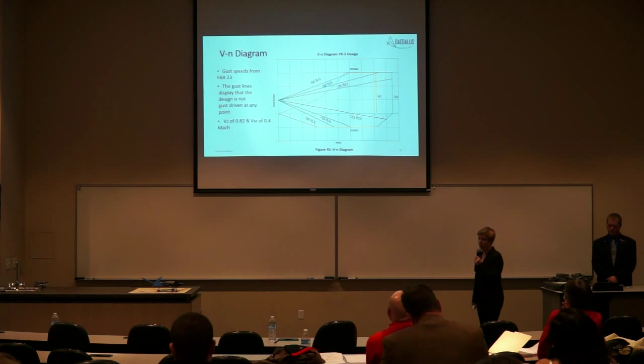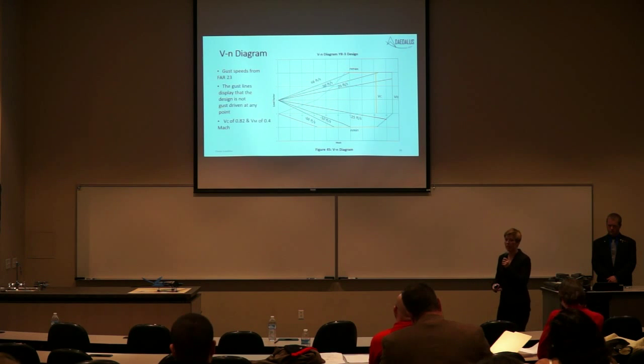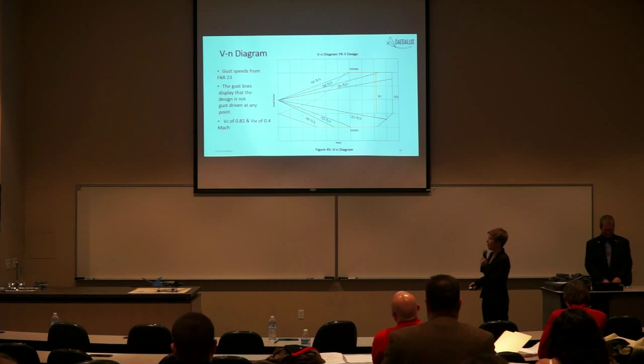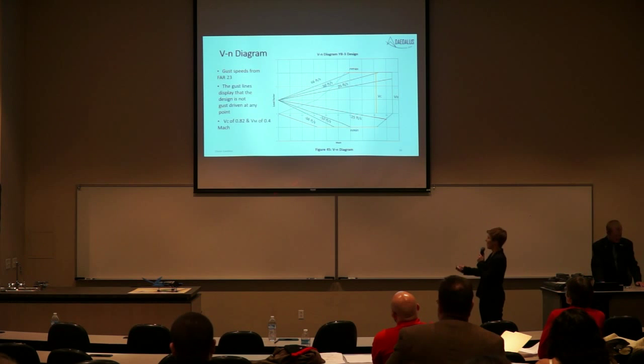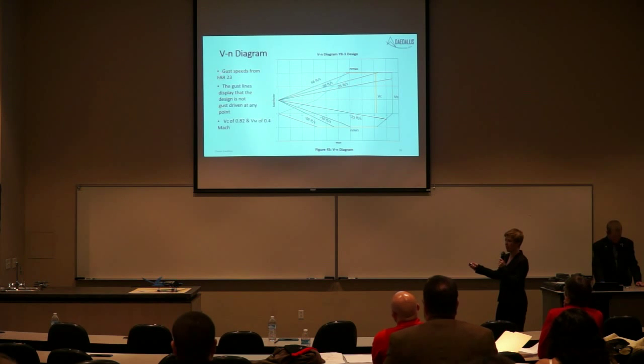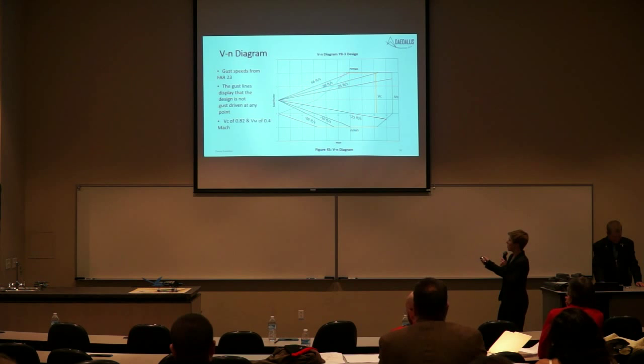On the next slide, we have a Venn diagram. This diagram is showing that our design at our cruise elevation is not driven by gusts. So if the aircraft was to encounter turbulence at any point, no structural members would fail. And we know this because there is a Federal Aviation Regulation 23 that states that these gust lines at 66 feet per second, 50 feet per second, 25 feet per second, and then their negative corresponding values must be contained within the envelope.